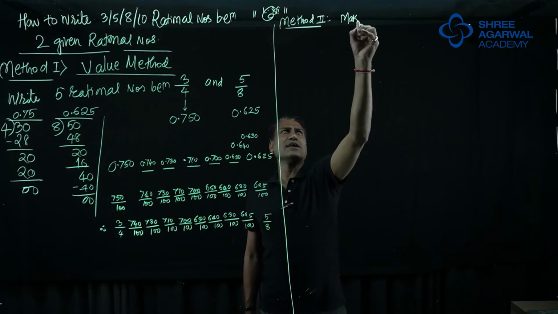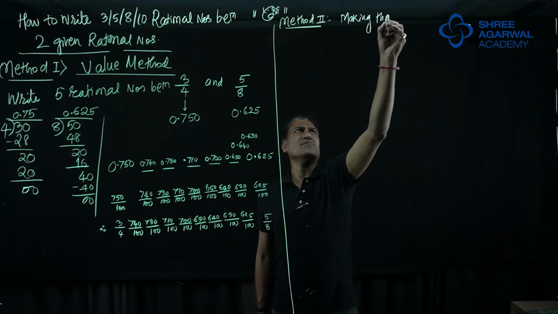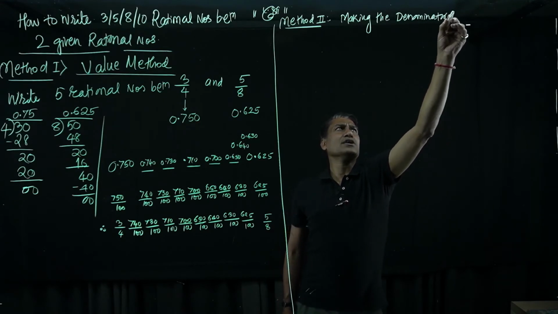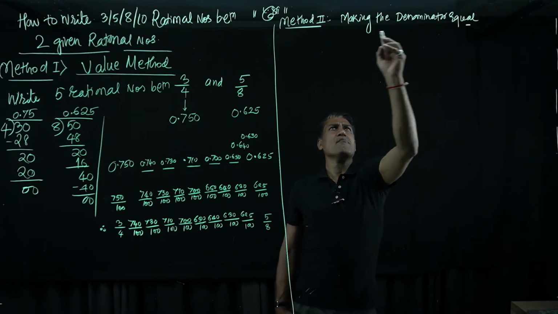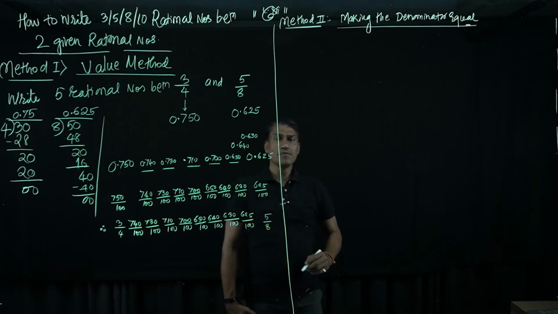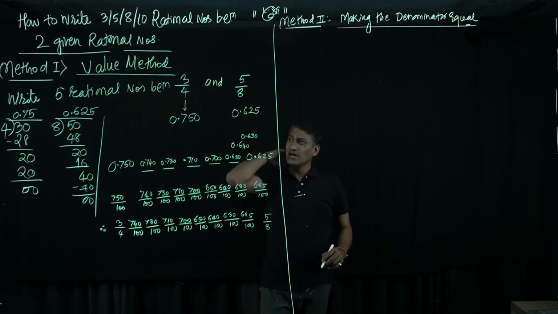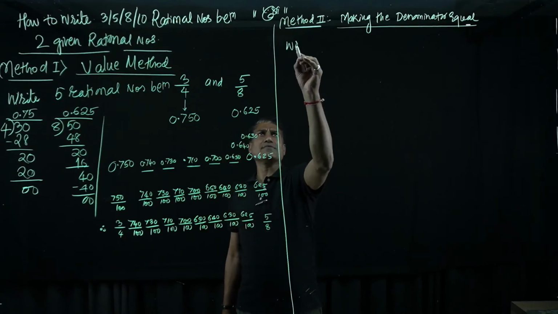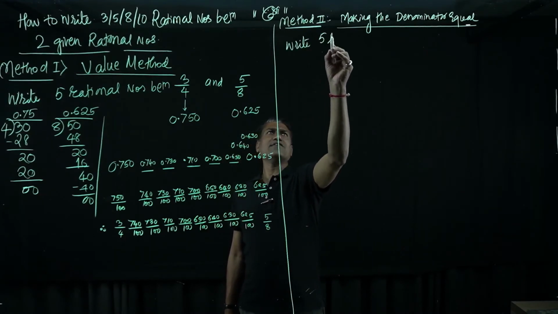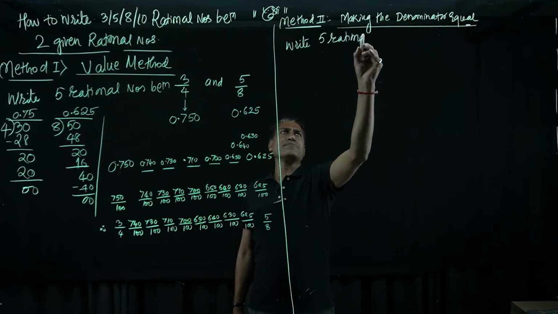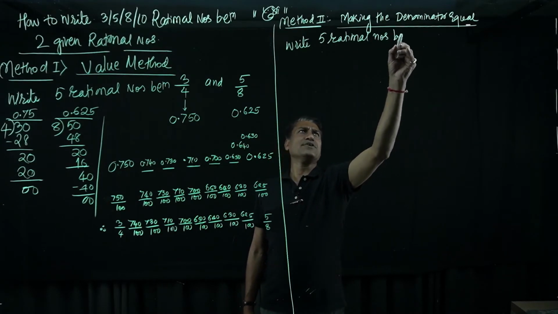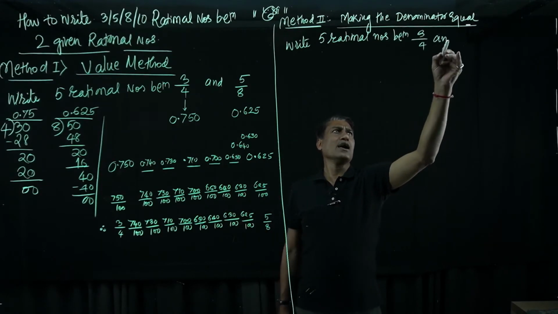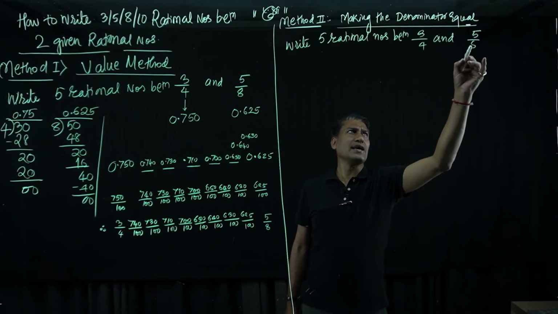Making the denominator equal. Let us take the same number so that you will understand better. So write 5 rational numbers between 3 upon 4 and 5 upon 8.